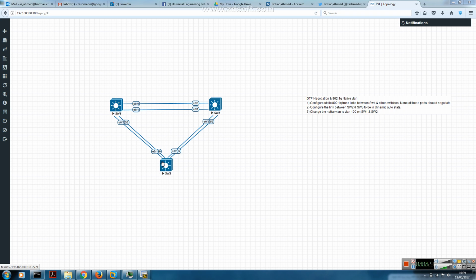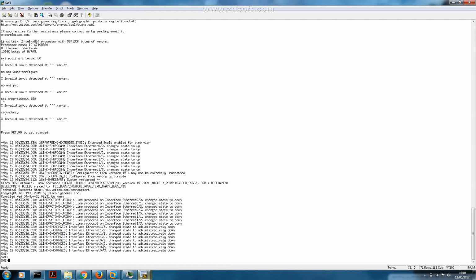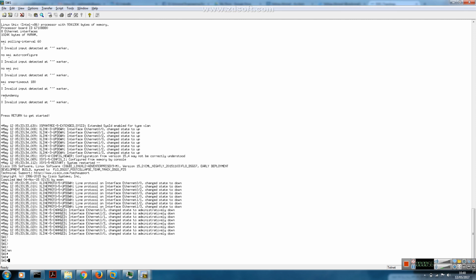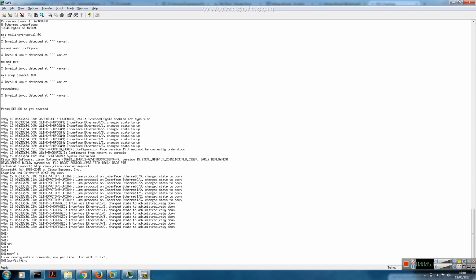and then also changing the native VLAN between switch 1 and switch 2 to VLAN 100, and we're going to be configuring dynamic trunking protocol between switch 2 and switch 3 in the auto state. So I'll speak a bit more about that. So starting with the configuration on switch 1. Using the range command to speed things up a bit.